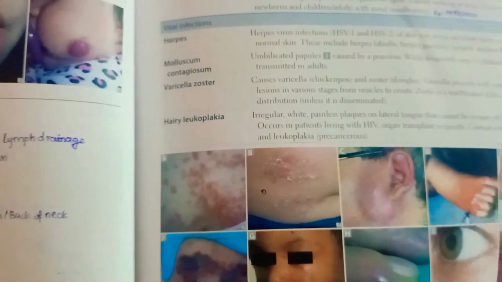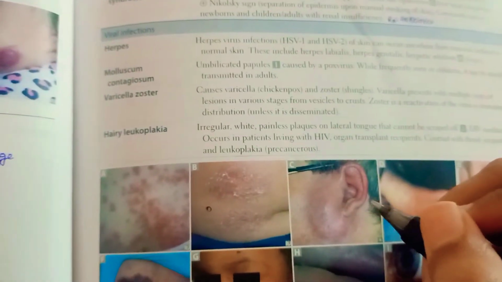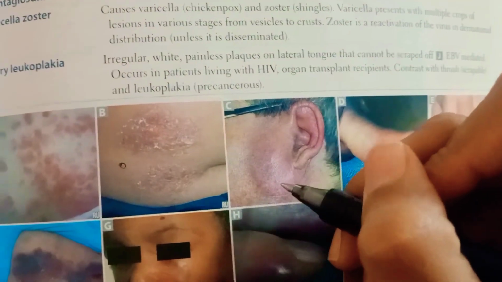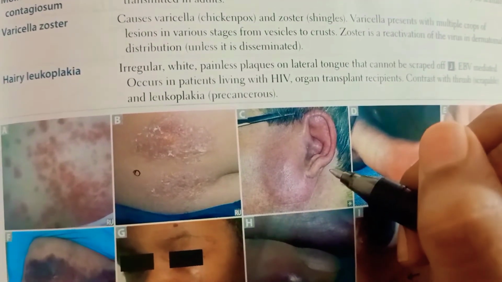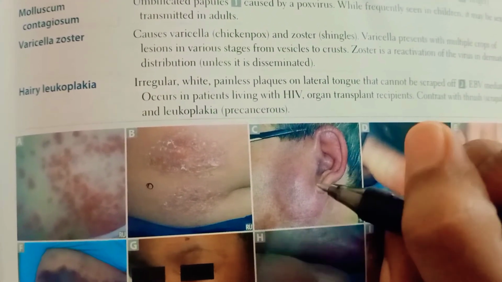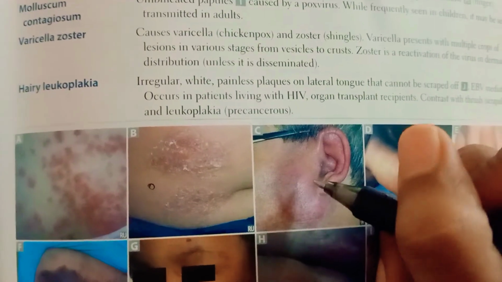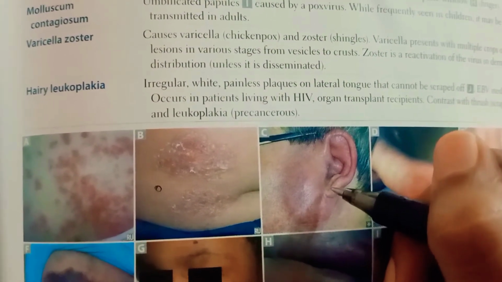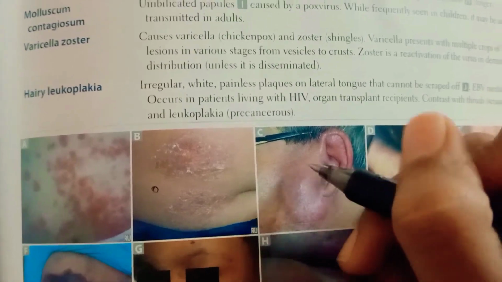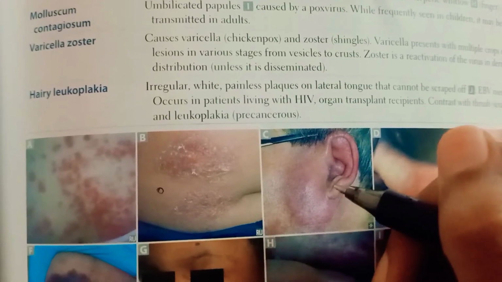Now coming to another one, that is erysipelas. Erysipelas is an infection involving especially the upper dermis and superficial lymphatics. It is caused by pyogenes and presents with a well-defined raised demarcation between infected and normal skin. Very clearly you can see normal skin and infected skin. Most commonly seen in the leg and face.